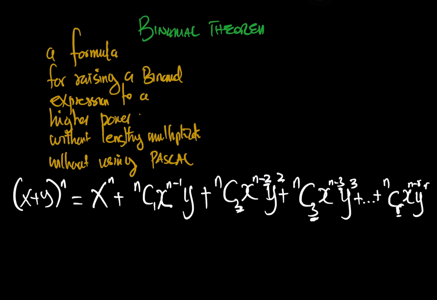You can see that when 3 is here, 3 is also there. 2 is here, 2 is on the y. So it's going to be y to the power r all the way to y to the last degree, which is n, right there. So this is a general term.